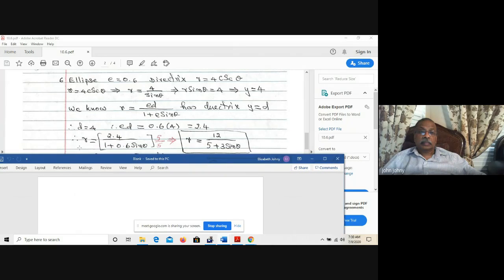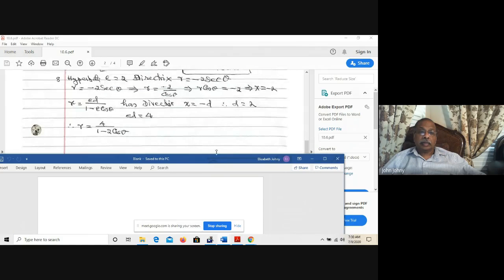Therefore, r is equal to 2.4 divided by 1 plus 0.6 sine theta, that is ed divided by 1 plus e sine theta. And if you want to get rid of the decimals, you multiply the numerator and denominator by 5. So you get 2.4 times 5 is 12, 12 divided by 5 plus 3 sine theta. 1 times 5 is 5, 0.6 times 5 is 3. So that is the formula.